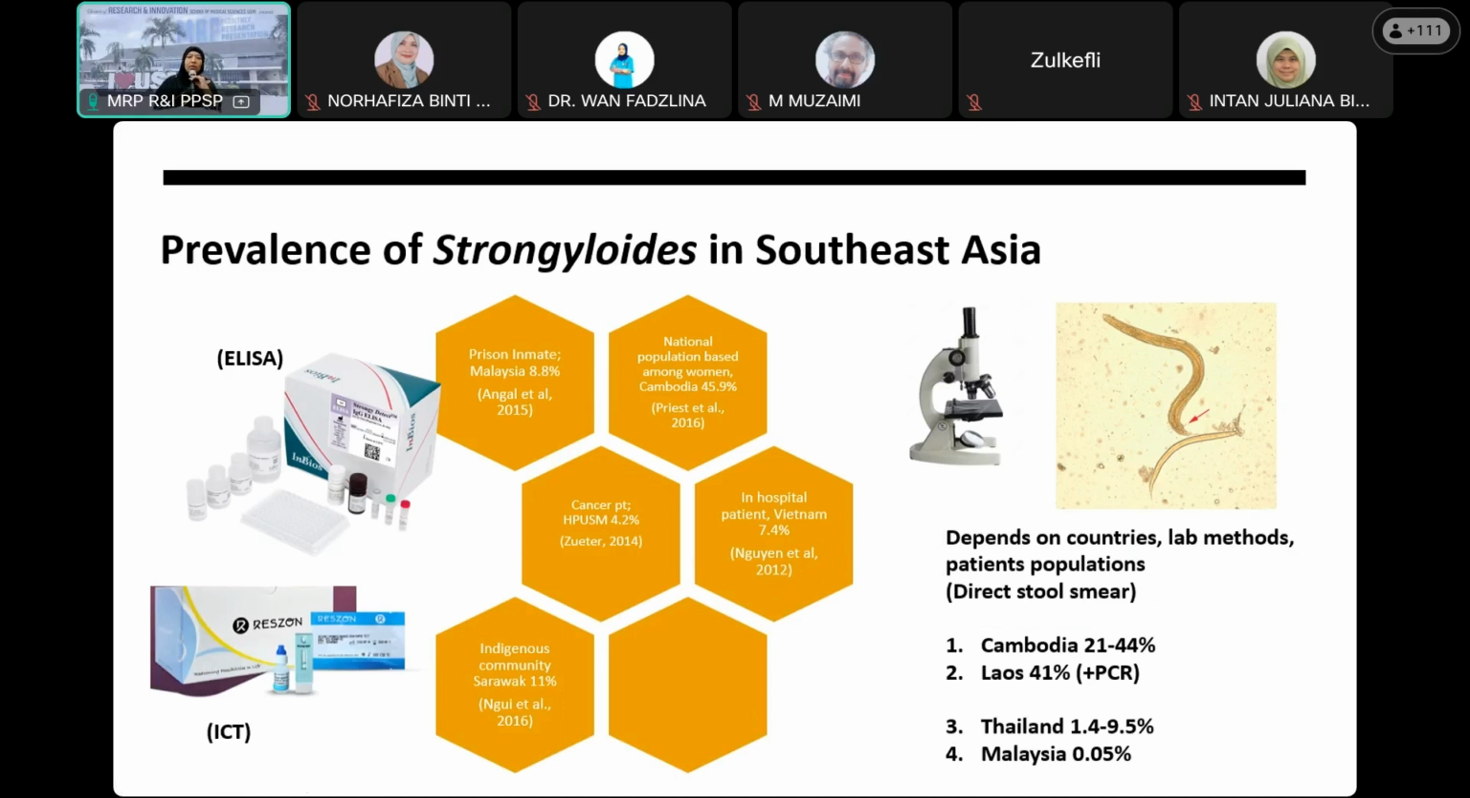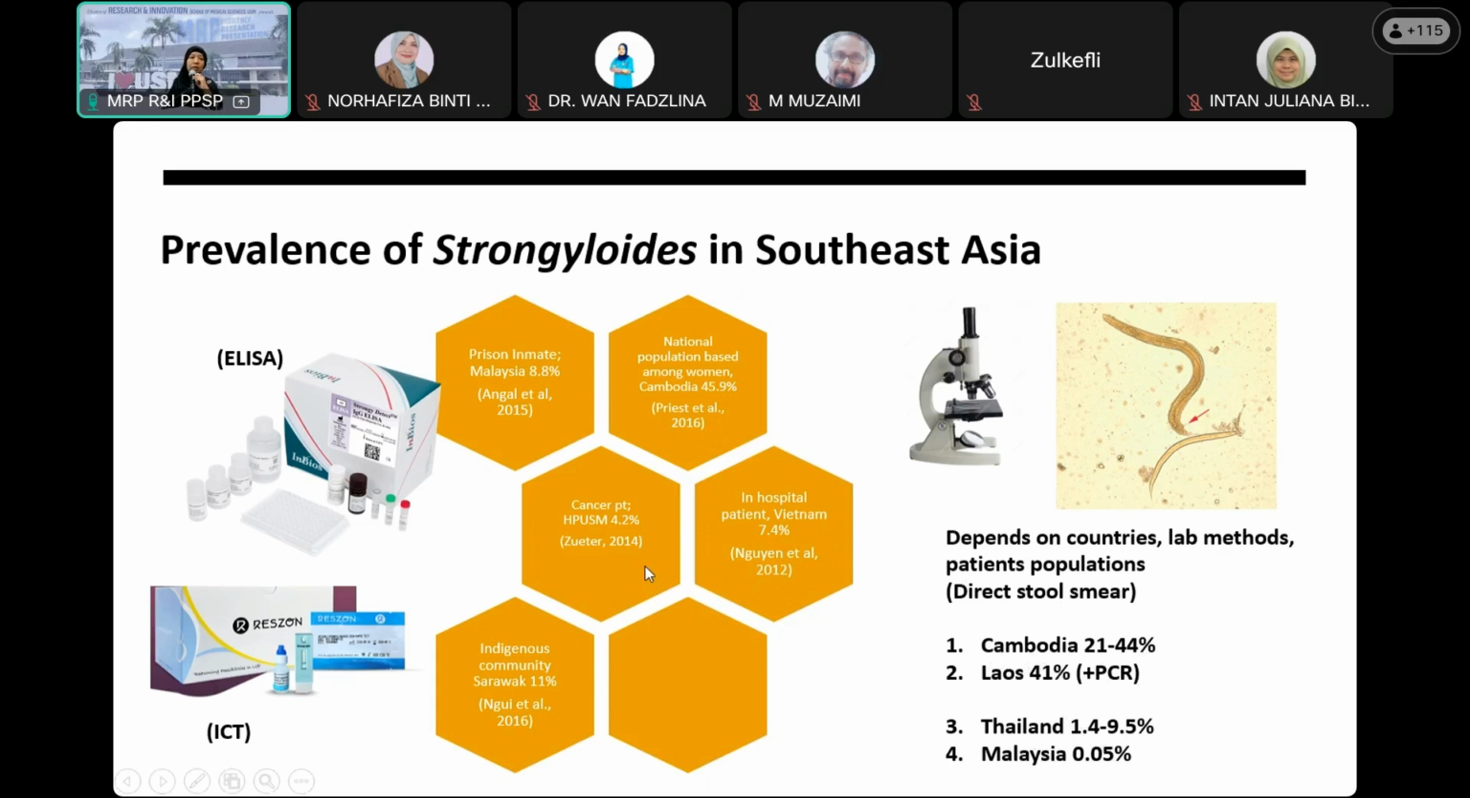The prevalence actually depends on the country, the method that you use, and also the patient population. For direct stool smear, the prevalence for Cambodia is 21 to 44%. For Laos it is 41%, because they use additional stool smear plus PCR. For Thailand, 1.4 to 9.5%, and in Malaysia it is very low, 0.05% by microscopy.